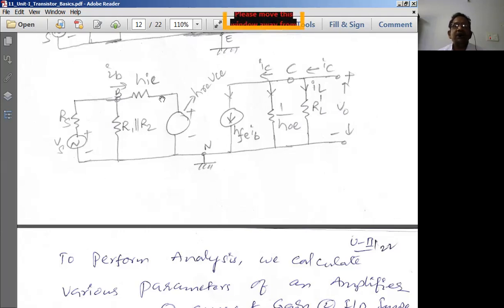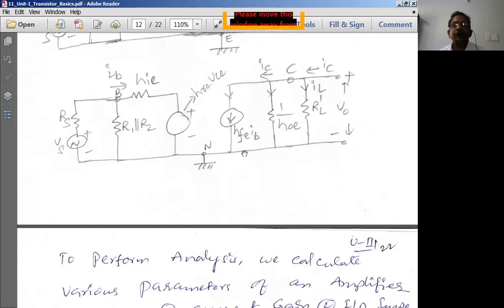Now the next suffix, e, designates the common terminal. If emitter is common, we write hie. If base is common, we write hib. If collector is common, we write hic. Accordingly, hfb, hfc; accordingly, hoe, hob, hoc; accordingly, hre, hrb, hrc. Whichever is the common terminal, accordingly we use that term to designate that it is for that particular common terminal configuration.